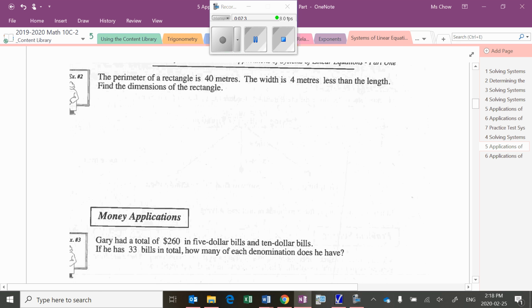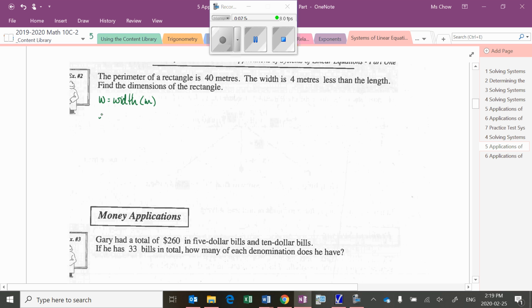The perimeter of a rectangle is 40 meters. The width is 4 meters less than the length. Find the dimensions of the rectangle. Again, I think we solved one similar to this last year as well, but let's go with using two variables. So we've got W as being the width, and that is in meters, and the length is L, and we'll say that is obviously also in meters.